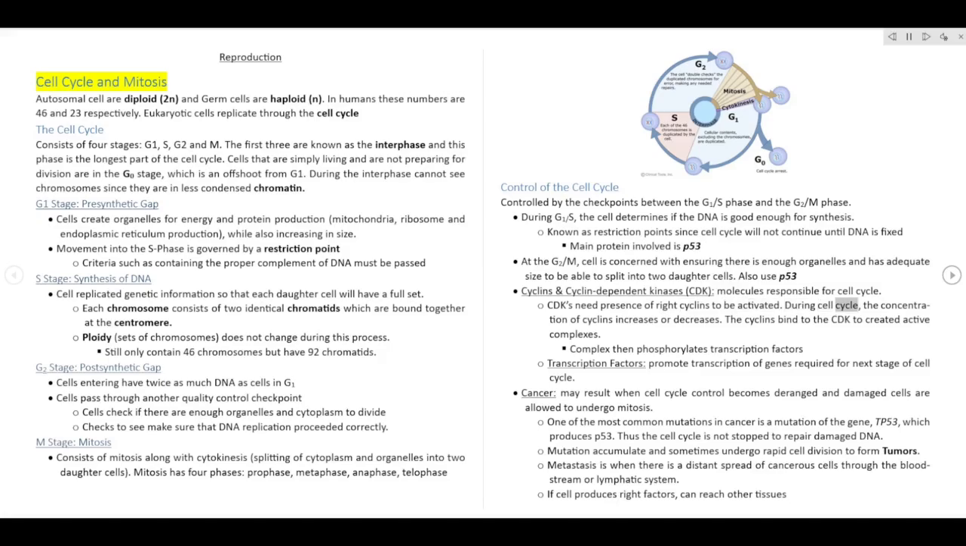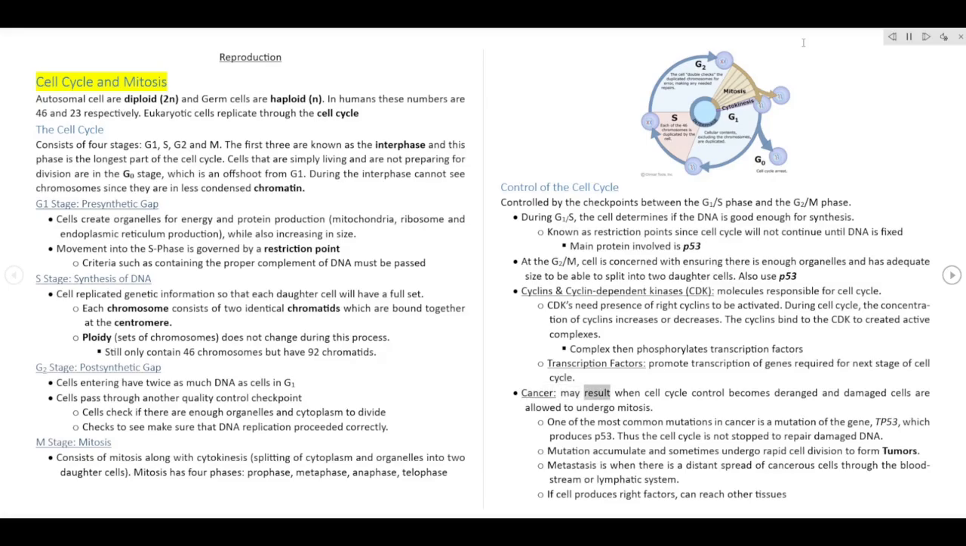During the cell cycle, the concentration of cyclins increases or decreases. The cyclins bind to the CDK to create active complexes. The complex then phosphorylates transcription factors. Transcription factors promote transcription of genes required for the next stage of the cell cycle.